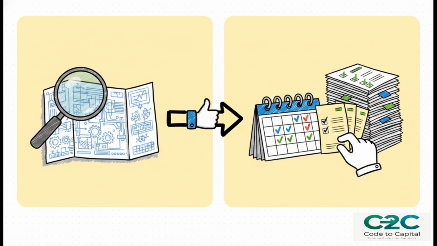Now, if a control fails its test of design, meaning it's poorly designed on paper, auditors won't even bother with the test of operating effectiveness. Why? Because it's literally impossible for a badly designed control to be effective in practice.